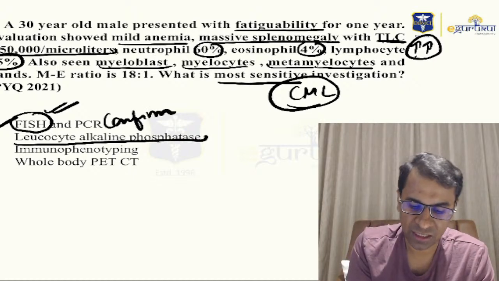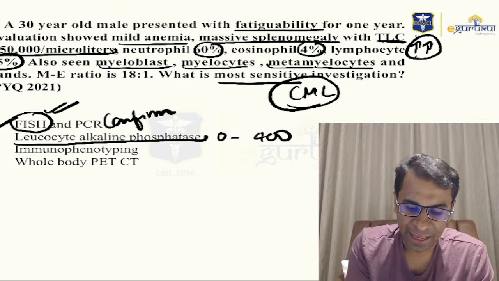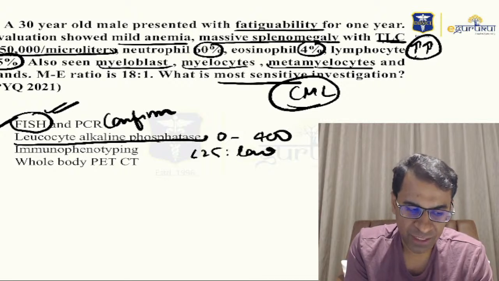In LAP, you must know that the score of LAP is from 0 to 400. If less than 25, it is called a low LAP score. If more than 125, it is often referred to as a high LAP score.